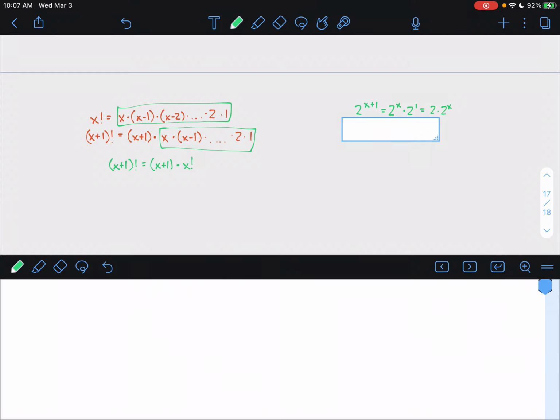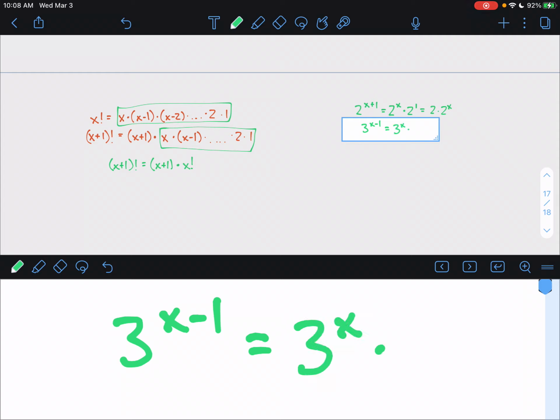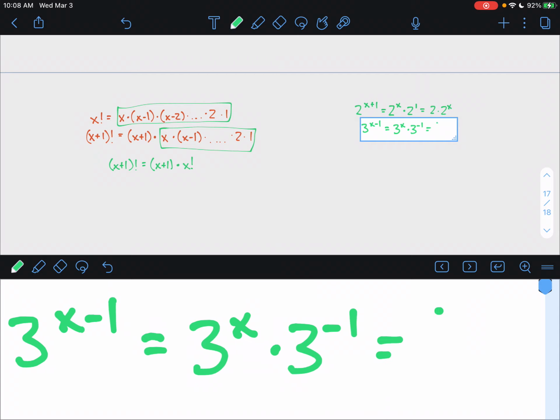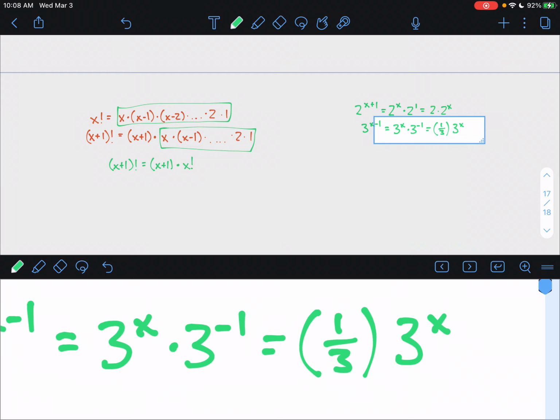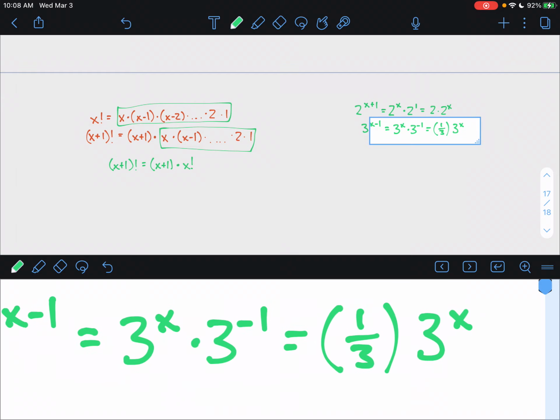Same thing if I had, I think on today's practice, you're going to see one that's like 3 to the x minus 1. I would be able to split that up into 3 to the x times 3 to the negative 1, which would be 1/3 times 3 to the x, because 3 to the negative 1 is 1/3.